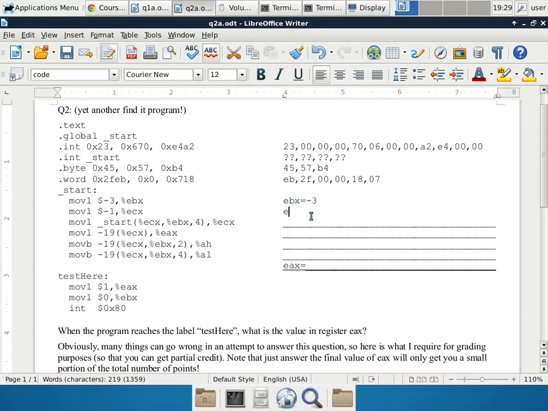The second one is ECX gets a value of -1. There's no need to represent everything in hexadecimal. Some people did. Some people gave me FFFFFFFD for -3, and then FFFFFFFF for -1, which is perfectly okay. I took those answers as correct. But if you do it that way, you better make sure your base conversion is right.